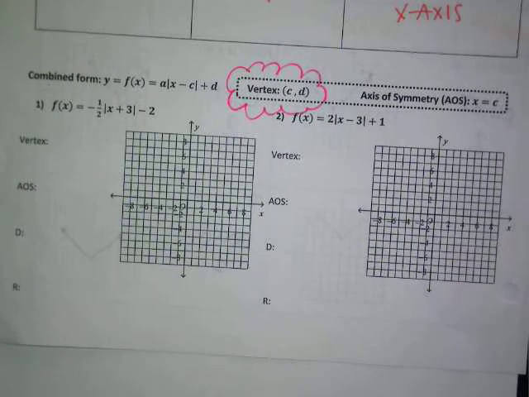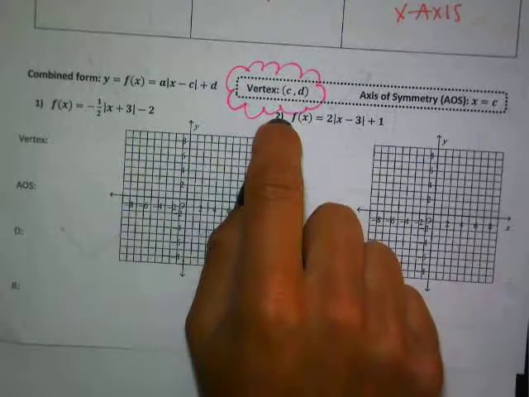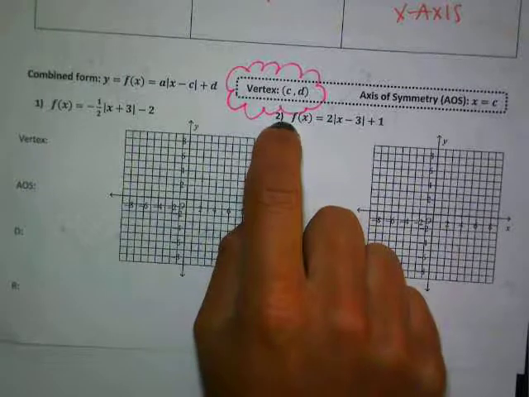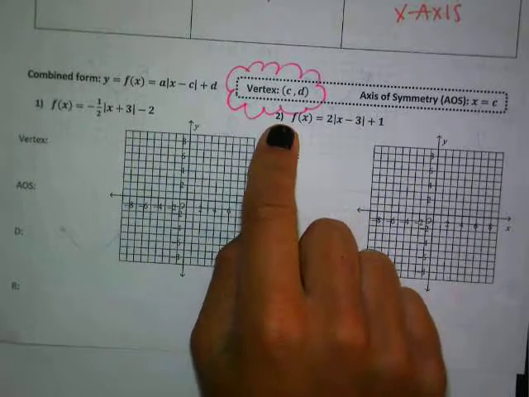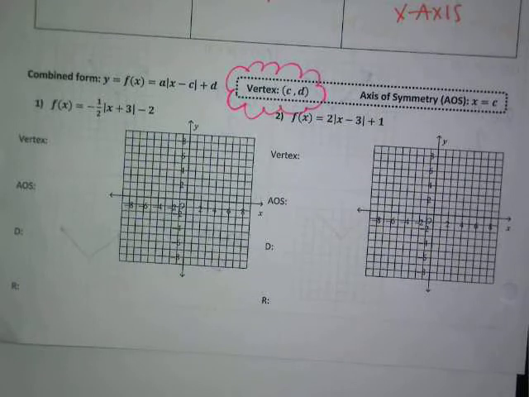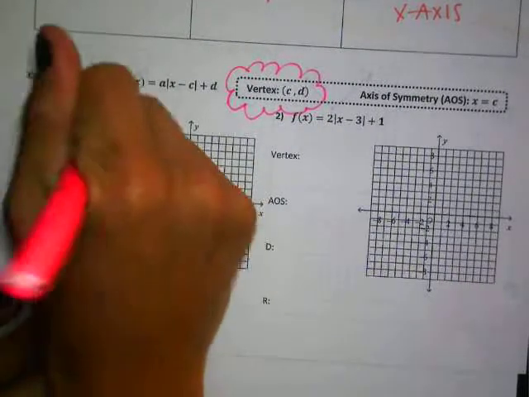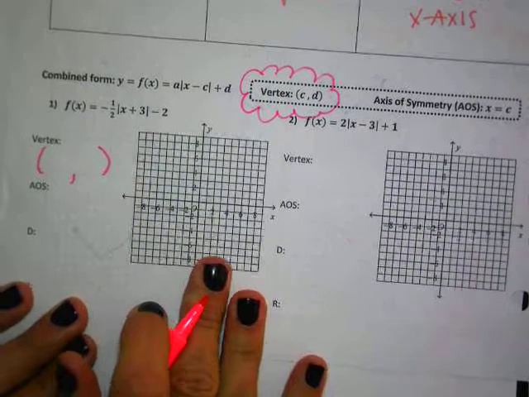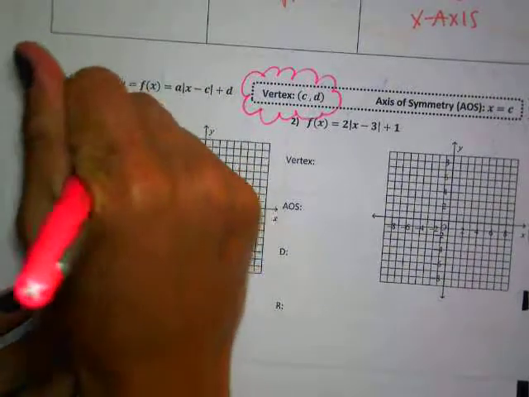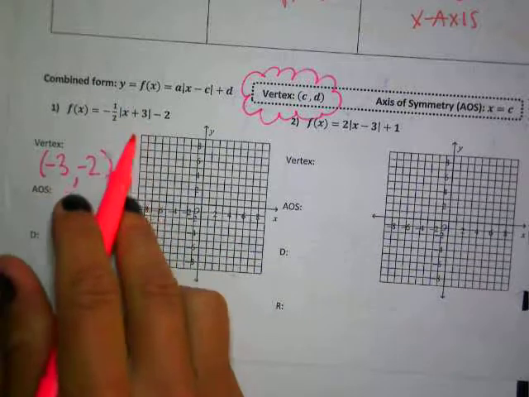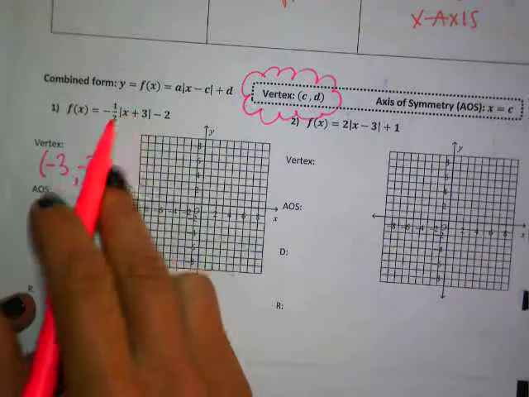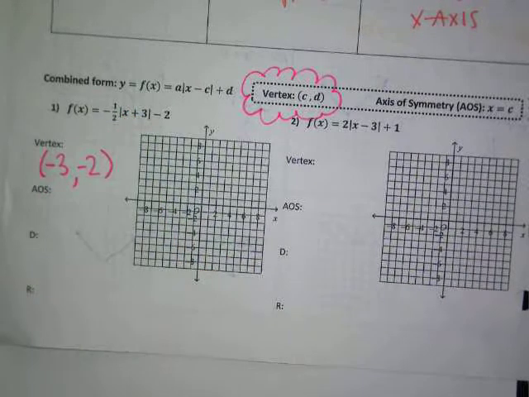So the vertex is (C, D). Now, remember, the C inside is opposite. That is the big thing. Inside is opposite, outside stays the same. So, on this example here, what would your vertex be at? Very good. (-3, -2), because you have to switch the sign. Inside is opposite.